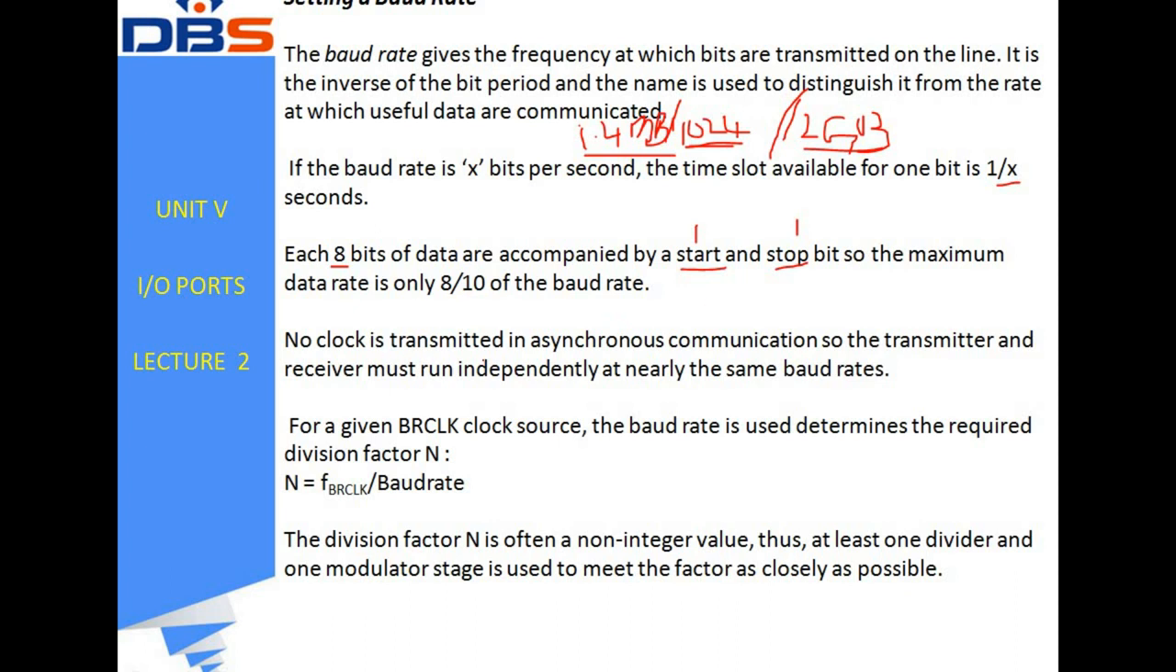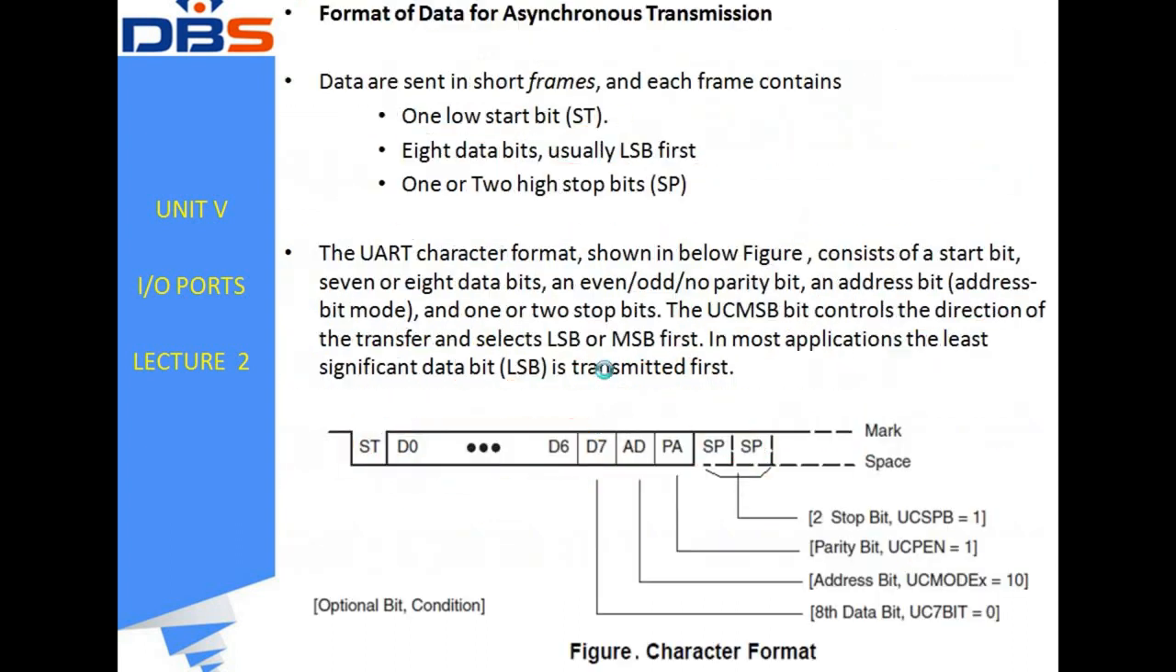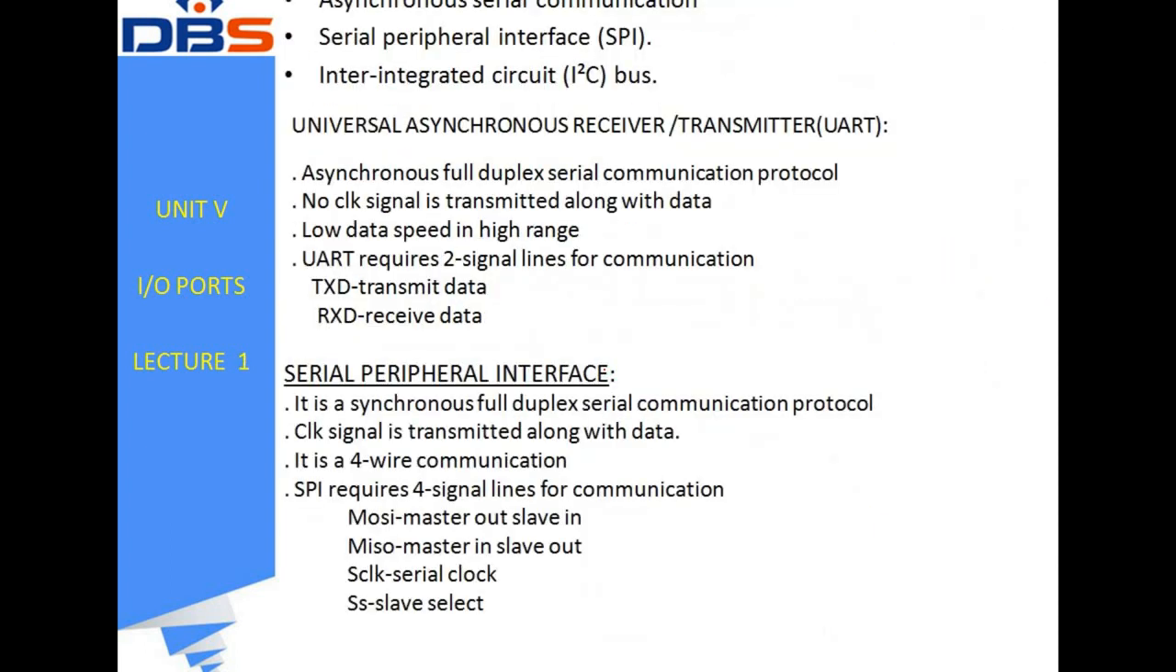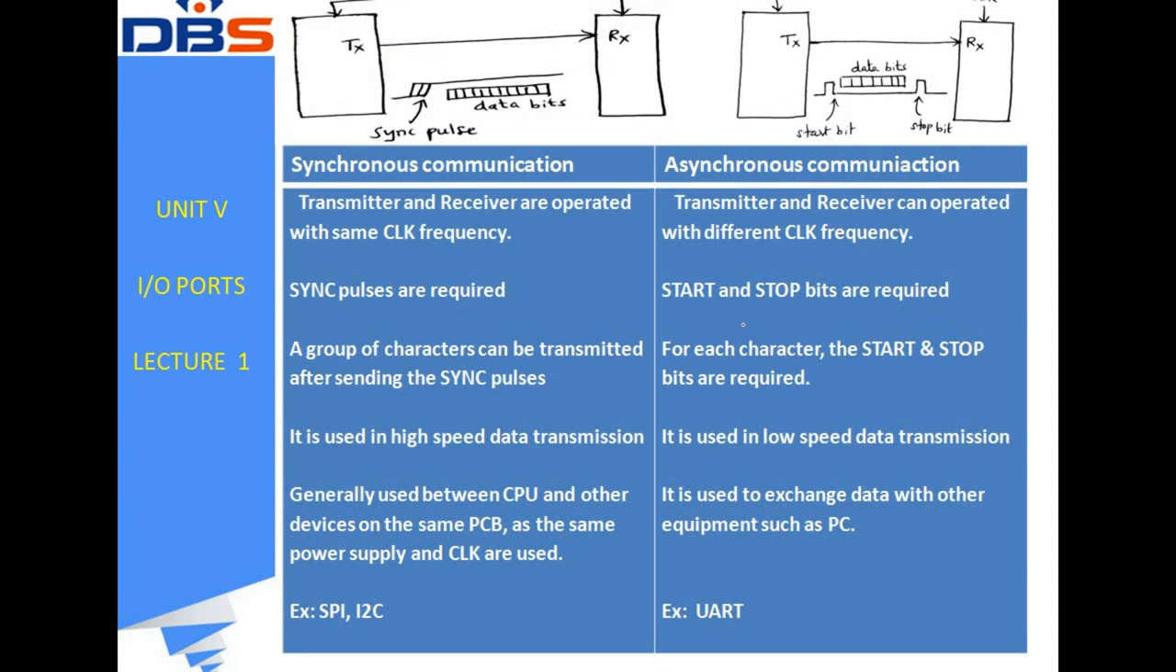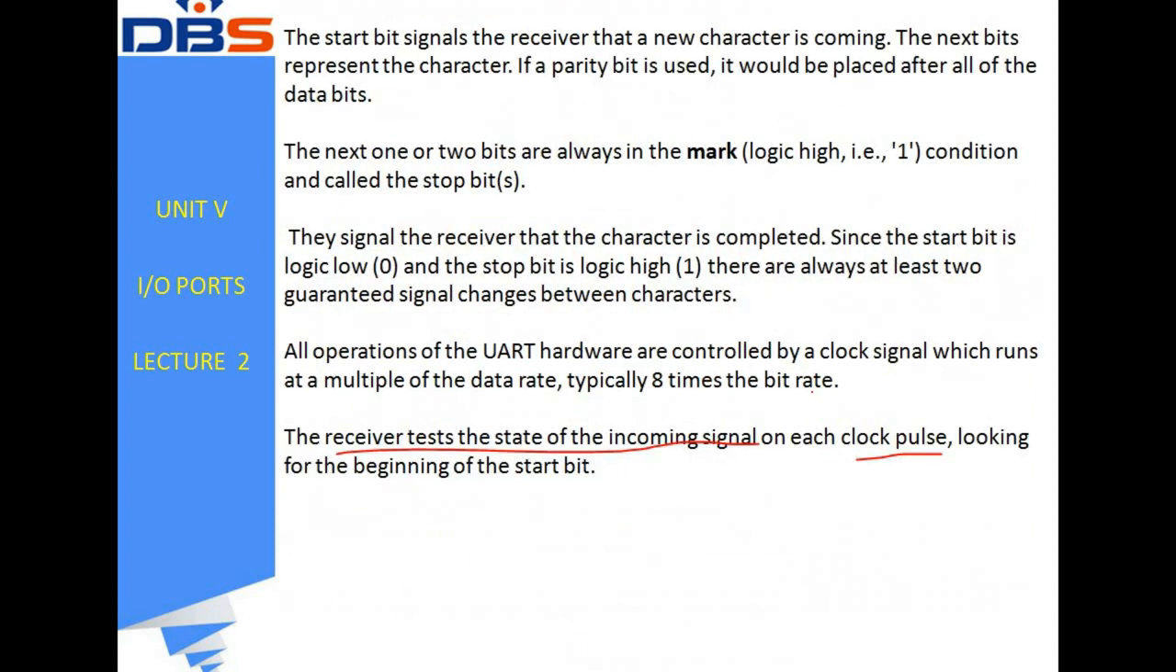So no clock is transmitted in asynchronous communication. The transmitter and receiver must run independently at nearly the same baud rate. As we have seen in the previous session, there is no clock signal. See here, the transmitter and receiver can be operated with different clock signals. This is one clock signal and this one is a separate clock signal.